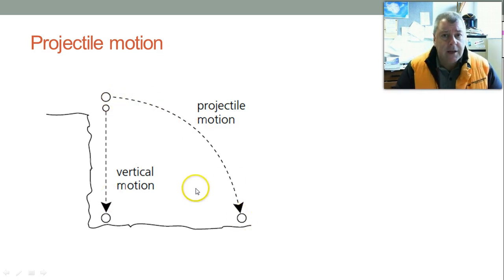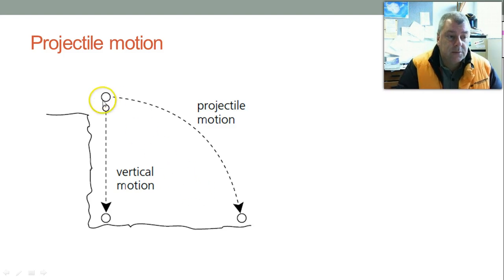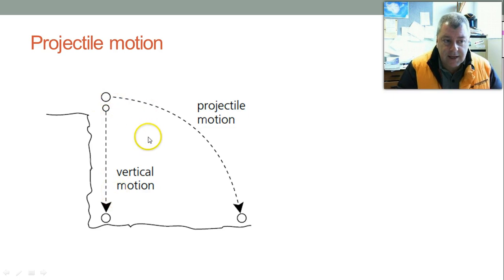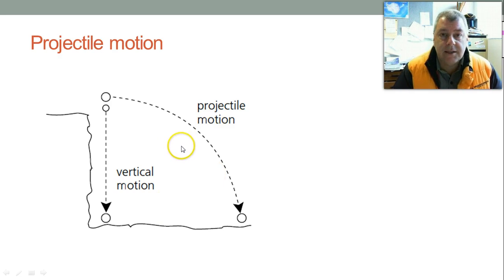Now, for some people that just doesn't seem to make sense, but it's true, because both the objects are falling under the influence of gravity, and gravity only acts down. So gravity can only affect the vertical velocity of the object, and it can't affect the horizontal velocity. And that's why, if you did this as a little experiment, they would both hit the ground at the same time.